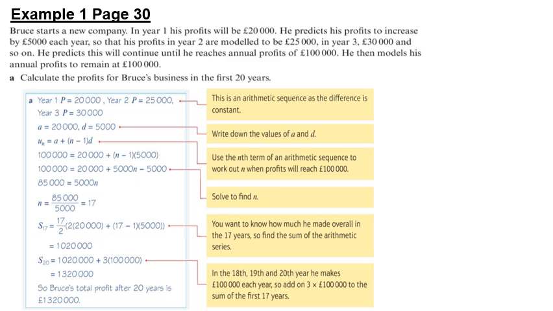So if we were going to start writing out a sequence to show the profits, it would start off with 20,000. That's year 1, then 25,000, then 30,000, etc. So this is obviously an arithmetic sequence. The first term is 20,000, and the common difference is 5,000. That's how much you expect it to go up by each year. So if you wanted to work out his profits for the first 20 years, your first thought might be, well, let's use the Sn formula for arithmetic sequences, and let's find S20.